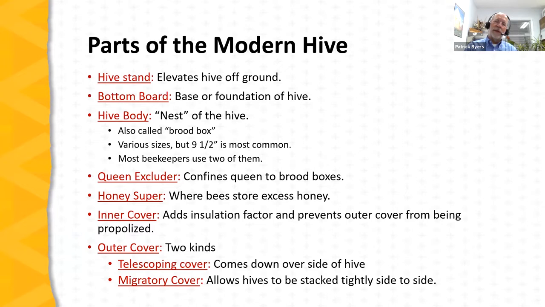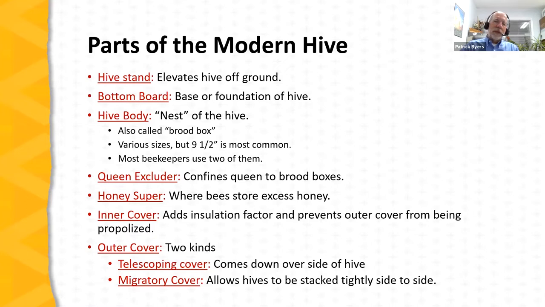She's definitely larger than the worker bees. And the screen that forms the queen excluder has a mesh that is large enough to allow worker bees to pass through, but small enough that the queen cannot pass it. Then above the queen excluder, we have honey supers, which is where the bees store the excess honey. On the top of that, we have the inner cover. And then on the top of the inner cover, we have the outer cover.